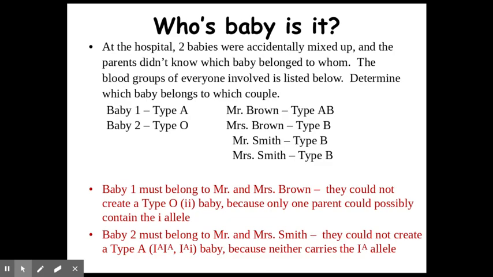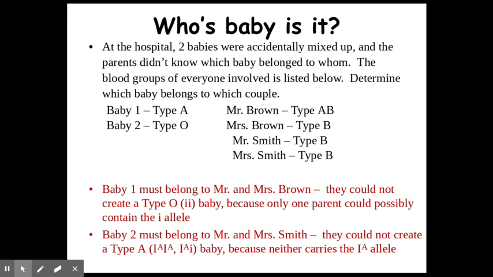So whose baby is it? At the hospital, two babies were accidentally mixed up and the parents didn't know which baby belonged to whom. So the blood groups of everyone involved is listed below. Determine which baby belongs to which couple. Baby 1 has type A blood, baby 2 has type O blood. Mr. Brown has type AB blood. Mrs. Brown has type B blood. Mr. Smith has type B blood, and Mrs. Smith has type B blood.